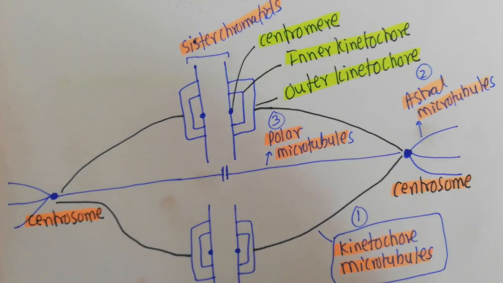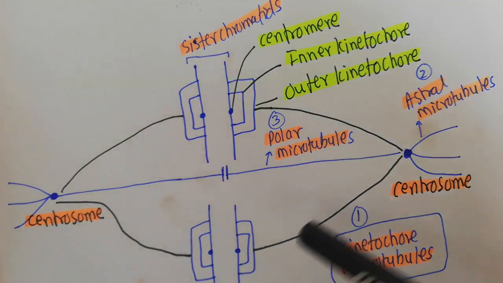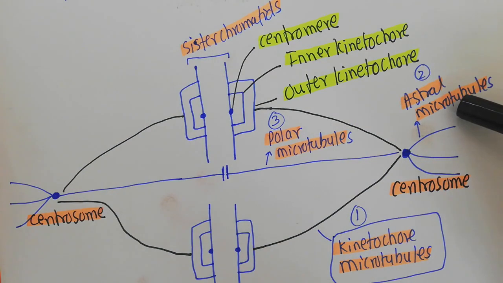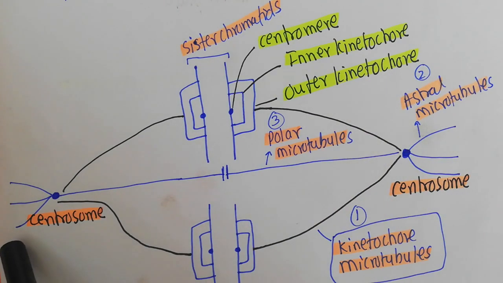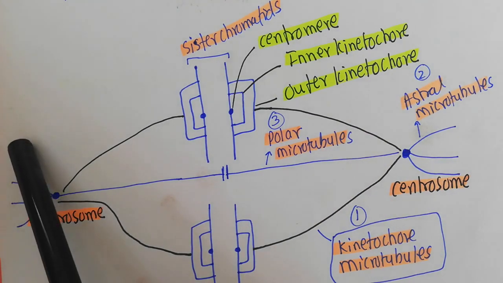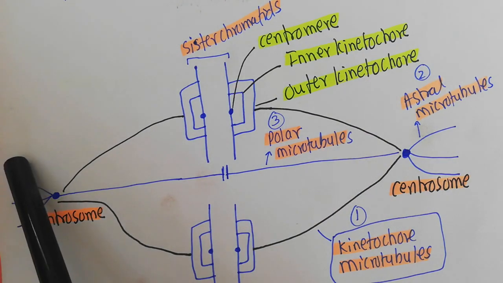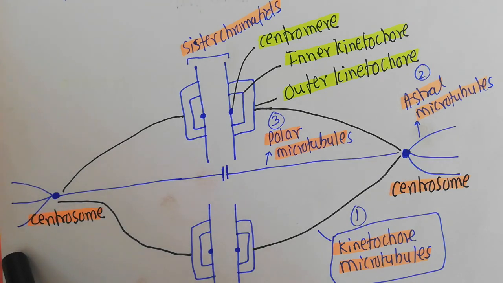Another important microtubule originating from both of the centrosomes is known as the external microtubule. Now these external microtubules are not interacting with the sister chromatids, they are actually interacting with the cell membrane. So the external microtubule originating from this centrosome will be interacting with this part of the cell membrane. The external microtubule originating from this centrosome is going to interact with this part of the cell membrane.